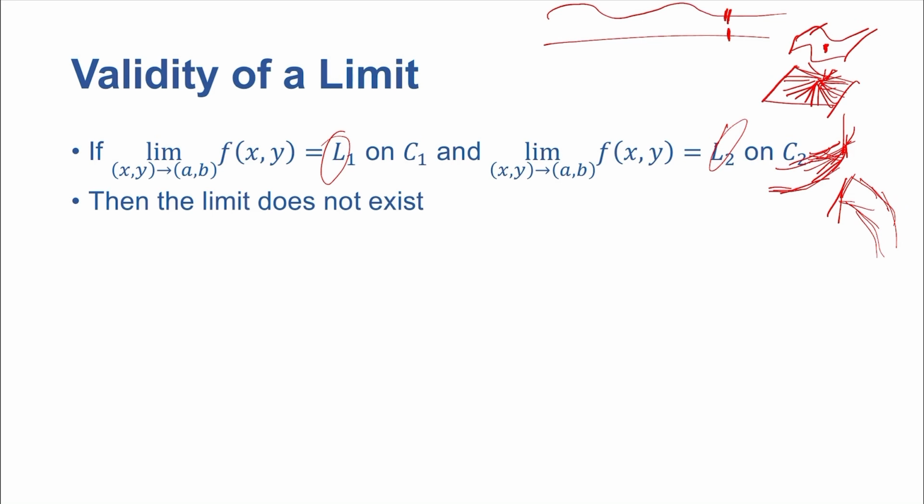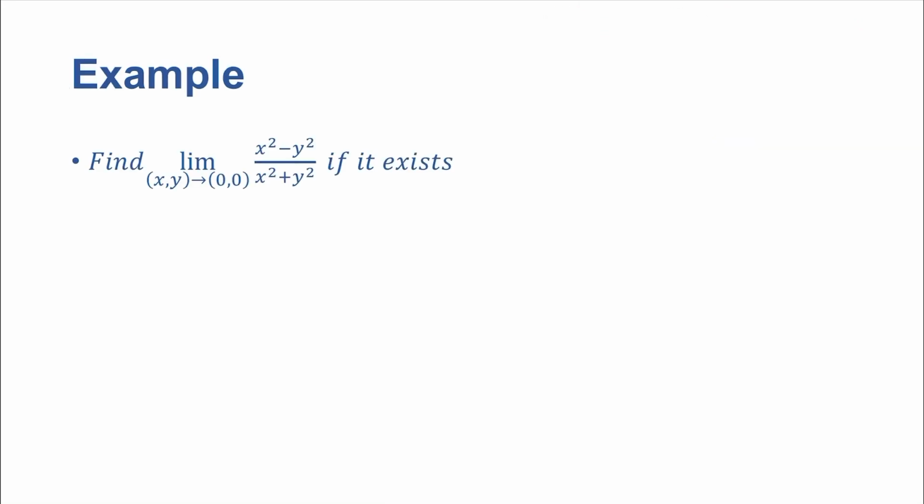Usually it only involves taking 4 steps. Now we'll try an example to show you how this works for proving that a limit does not exist. So let's find the limit as (x, y) approaches (0, 0) of (x squared minus y squared) over (x squared plus y squared), if it exists.